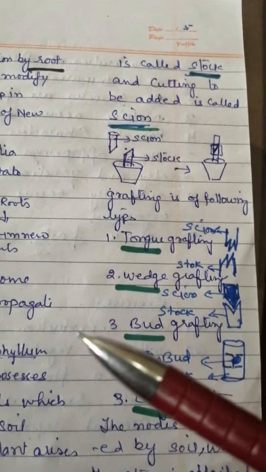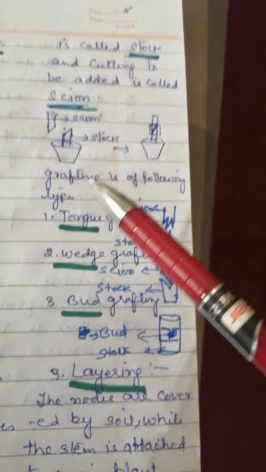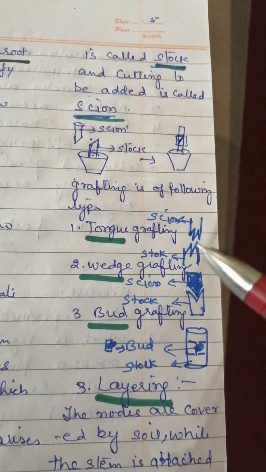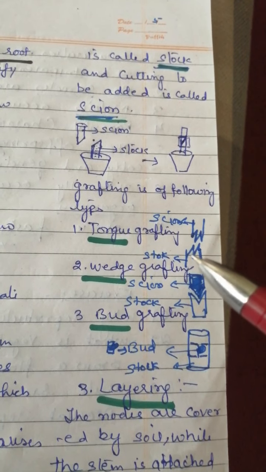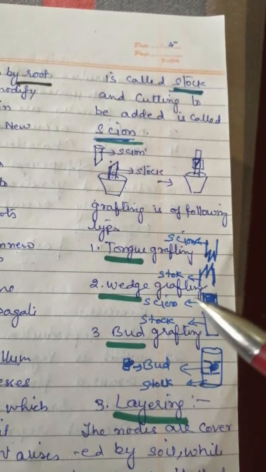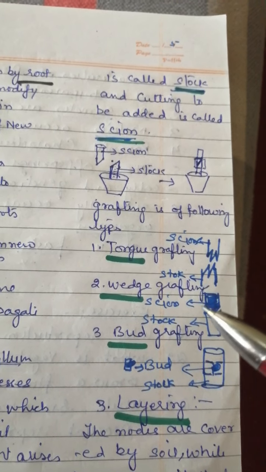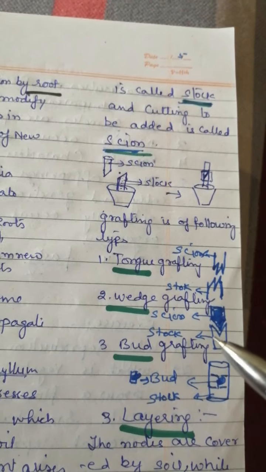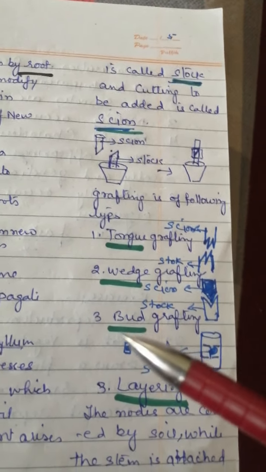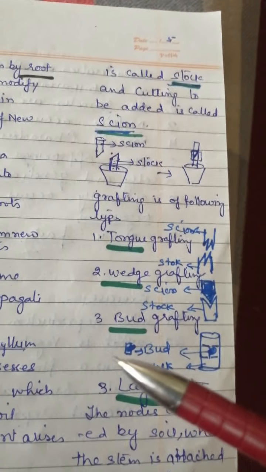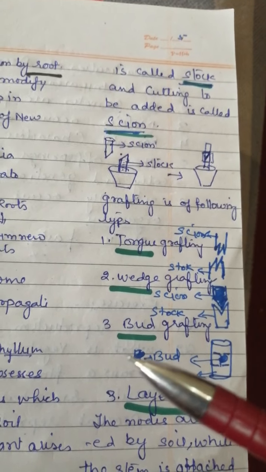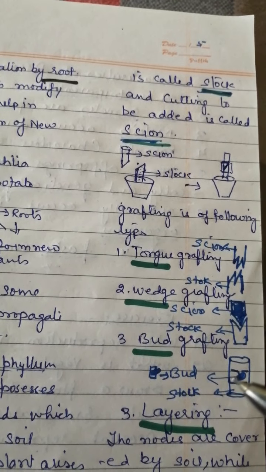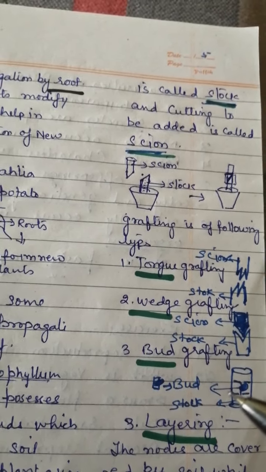Grafting can be of different types, like the first one, which is tongue grafting. Here you can see that it is something like a tongue that is to be inserted into a cavity. Then wedge grafting, where you can see there is a wedge shaped structure of the scion, and the stalk is having a similar cut in the stump. Then bud grafting. In this technique, we take a small bud and we add it on the stem near the node and cover it.